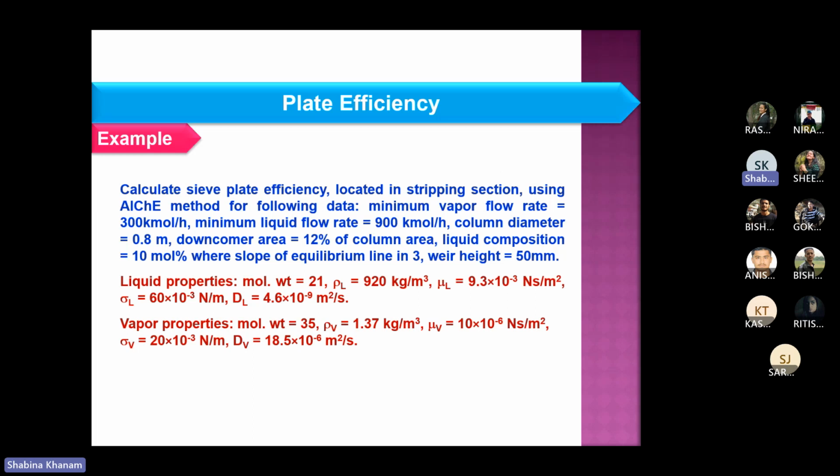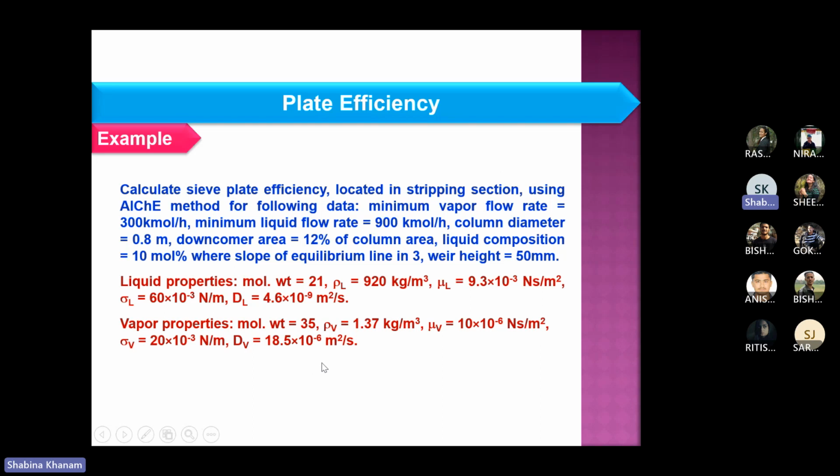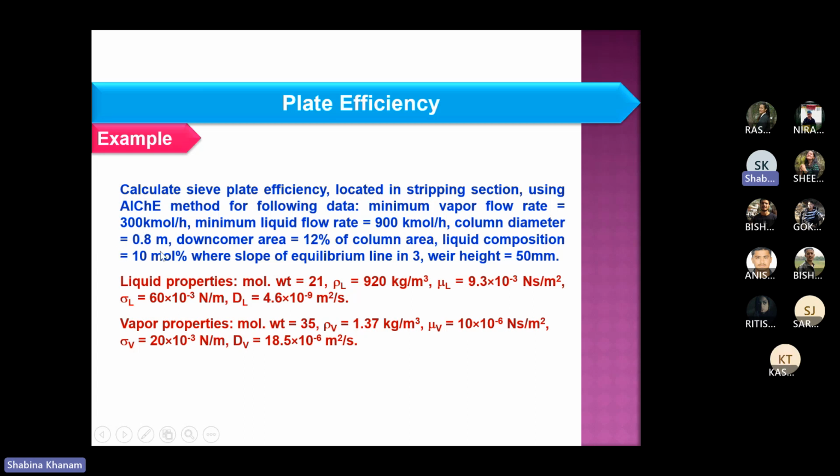to illustrate this AIChE method. So the problem is like, we need to calculate the sieve plate efficiency located in the stripping section using the AIChE method for the following data. That is minimum vapor flow rate, it is given as 300 kilomole per hour, minimum liquid flow rate 900 kilomole per hour, and column diameter 0.8 is given. Downcomer area 12% of column area. It is given over here, and that you can consider.